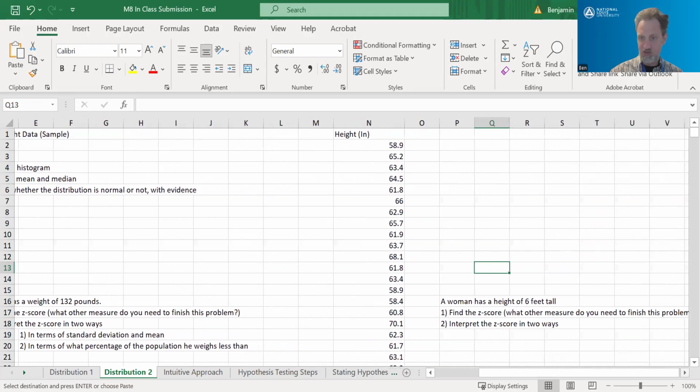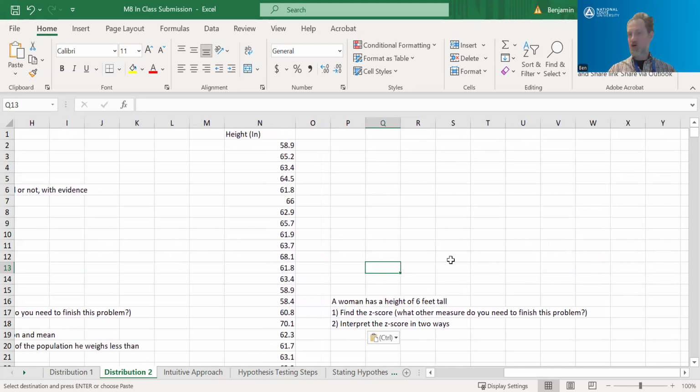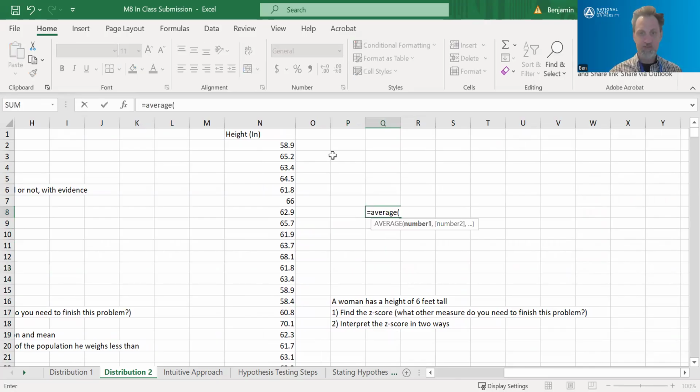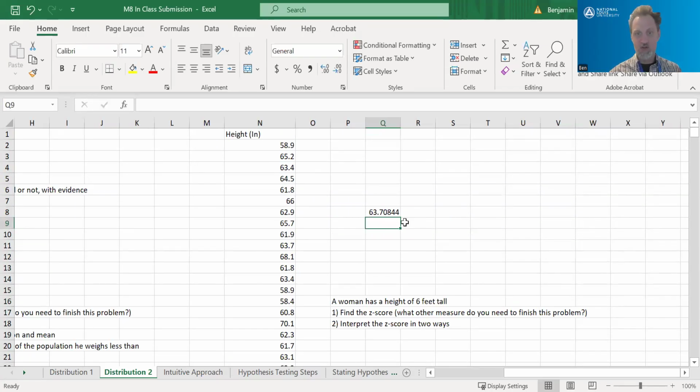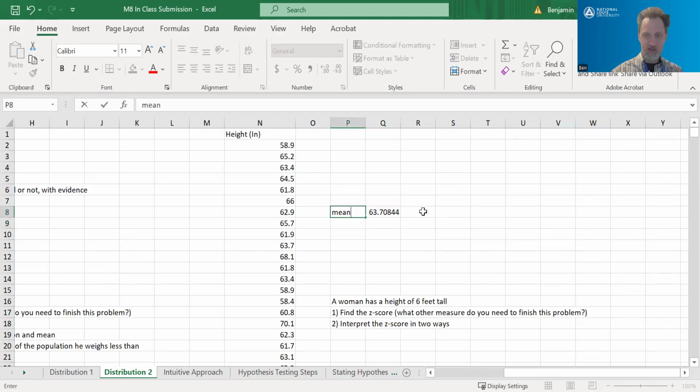This is checking in on your understanding of it. I would pause and see if you can remember what that is, but I'm going to go ahead and do the things that I need. I'm going to do the average, which is the mean, because I need the mean for the Z-score. And then I need the standard deviation. I'm going to go ahead and label this.